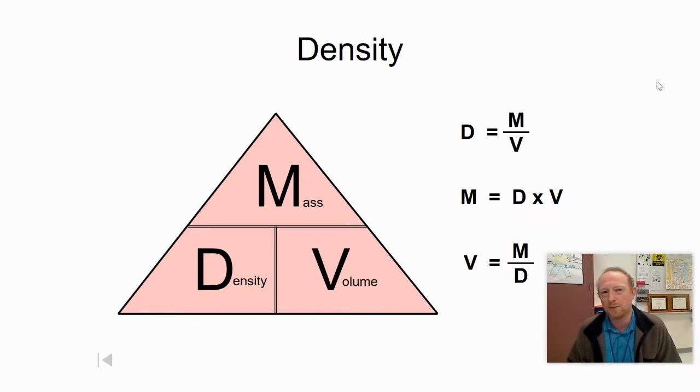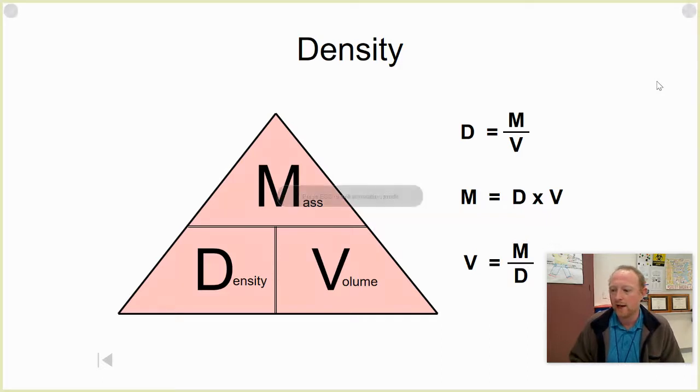In this lesson, we're going to talk about density. Density is probably the most important intensive property. An intensive property is any property where the amount or quantity of material doesn't really matter. And in this lesson, we're going to show this little triangle, which helps illustrate the different relationships between density, mass, and volume. So let's proceed.